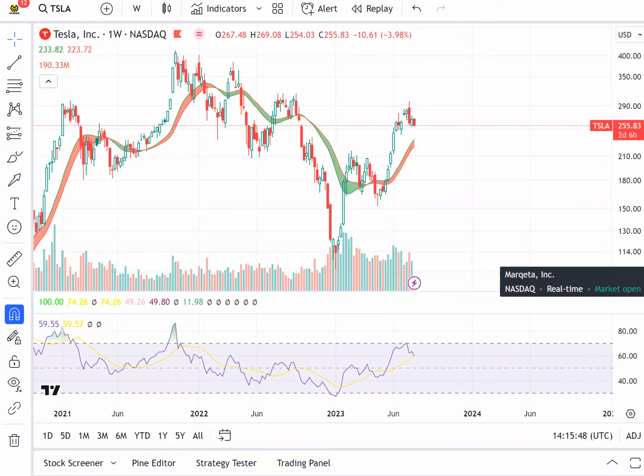How to sell at the high price. Today, I'm going to give you examples on Tesla and AMD of how to sell at the high price.